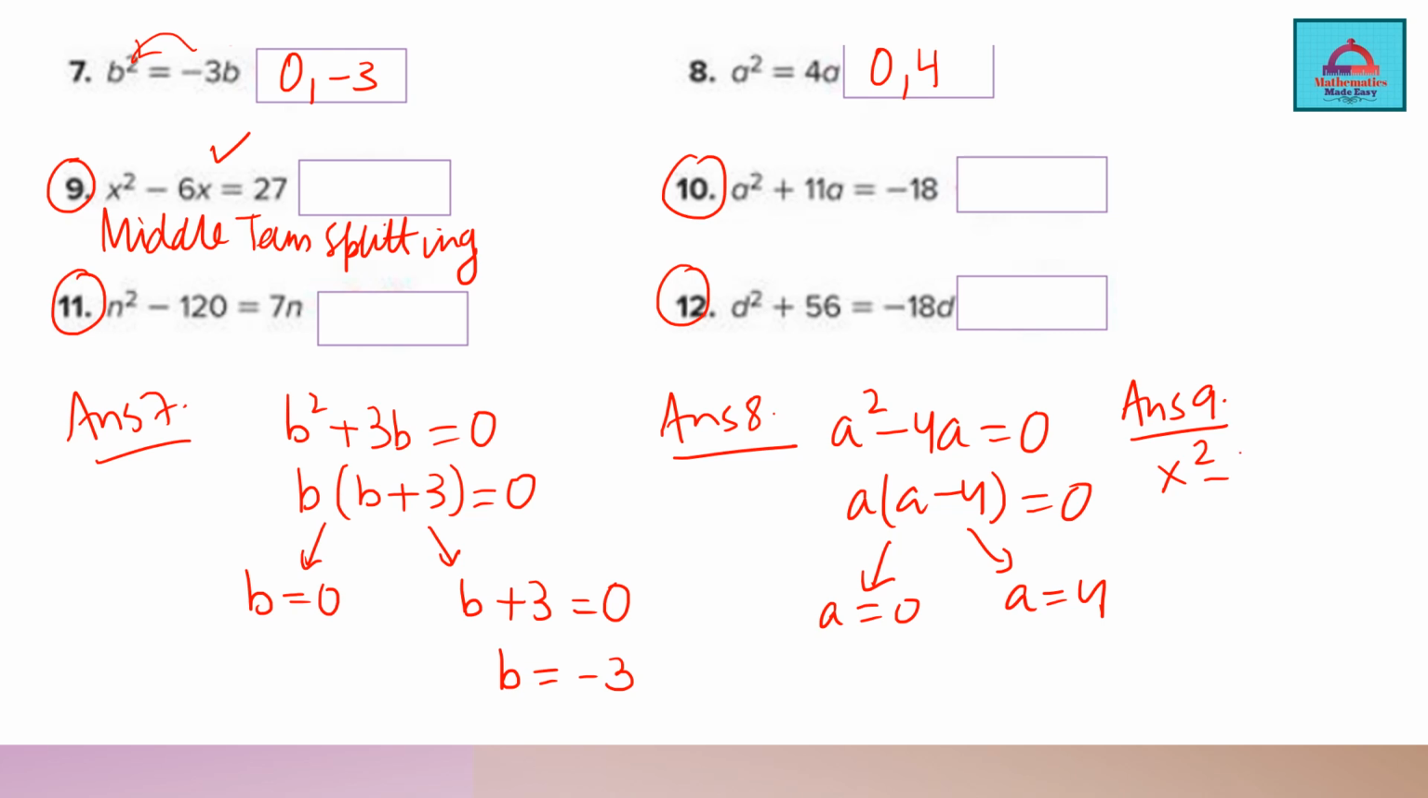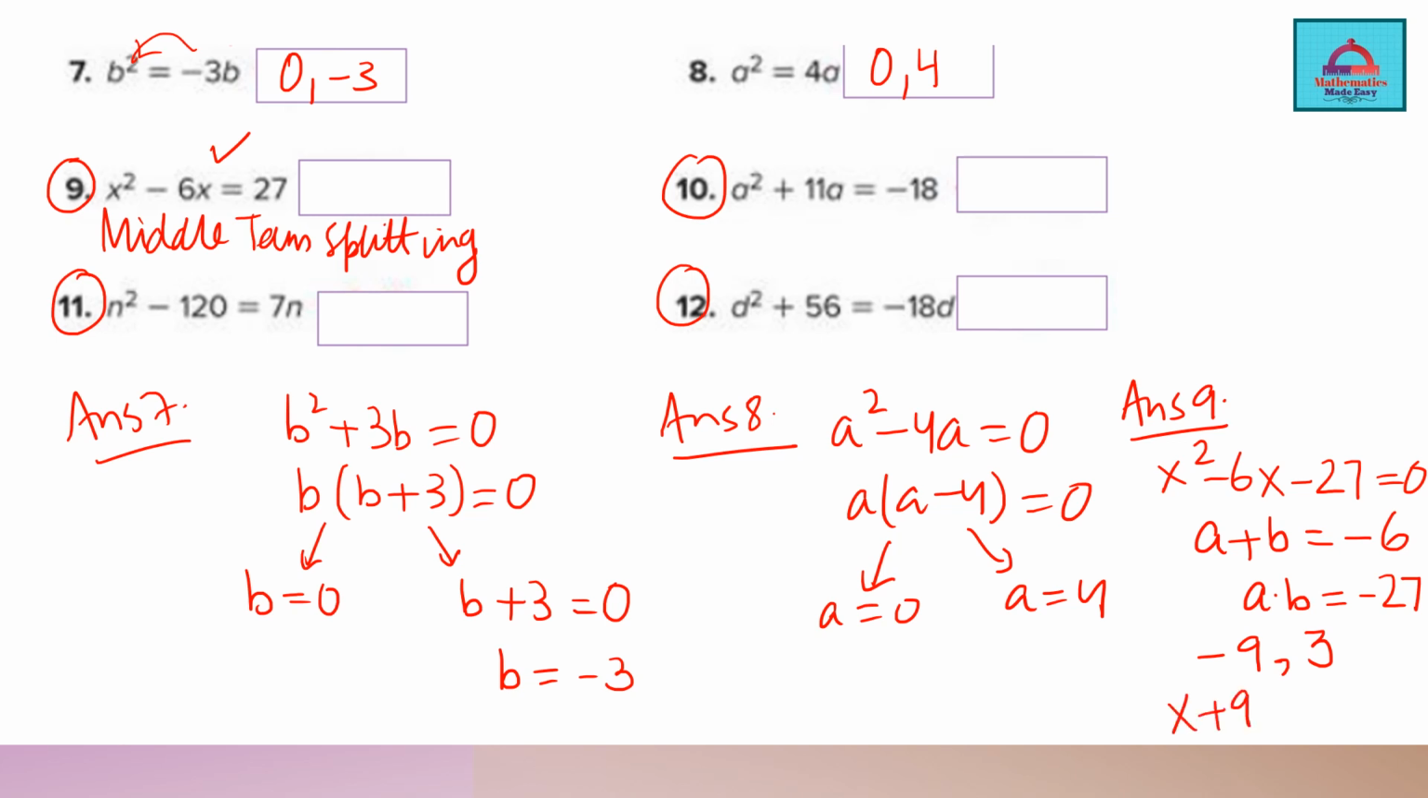So x square minus 6x minus 27 is 0. So find the factors of 27. You need two numbers which when added gives you minus 6, which when multiplied gives you minus 27. So we can take minus 9 and 3. So the factors are x plus 9 and x minus 3. These are the two factors, so the roots will be minus 9 and 3.